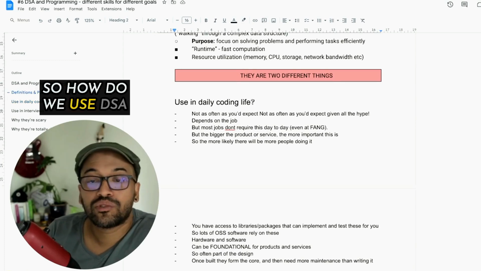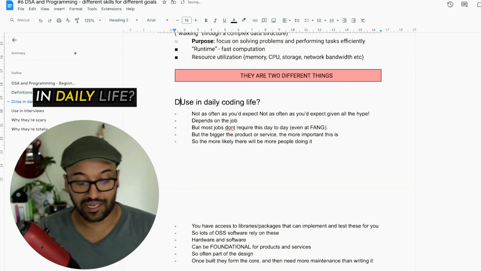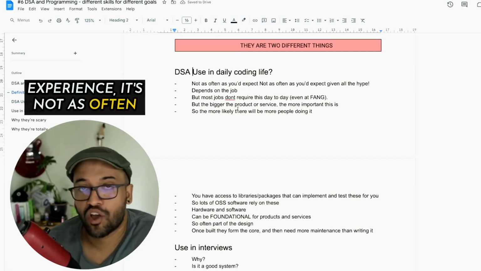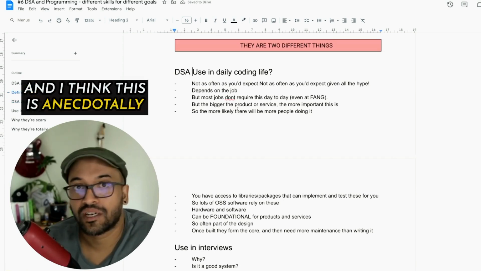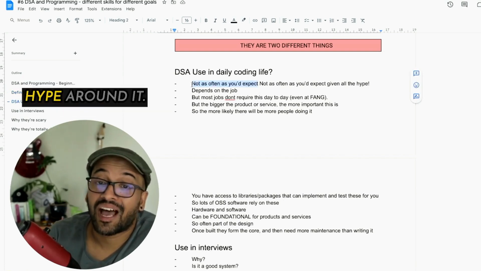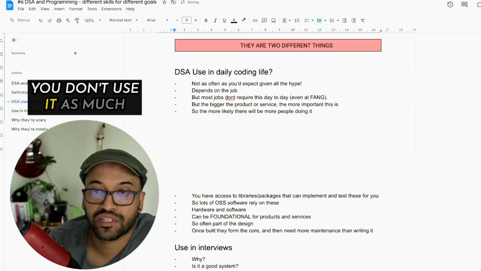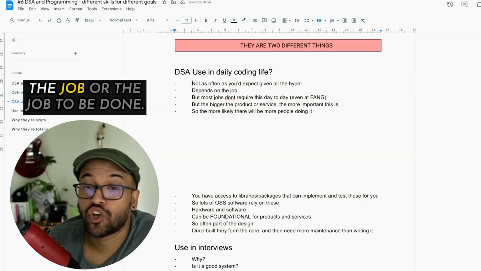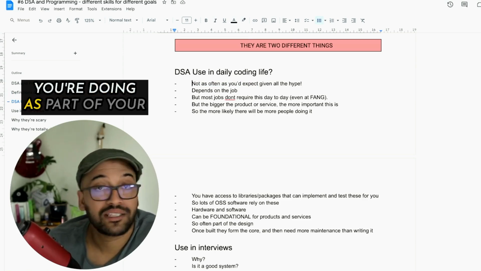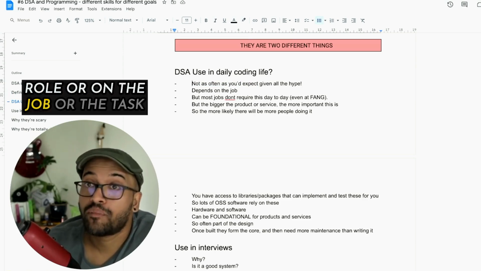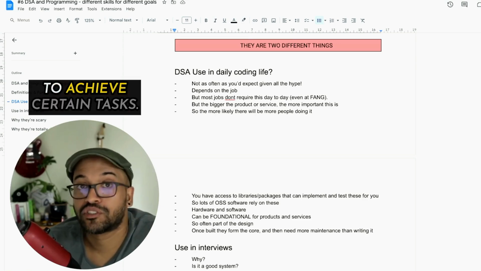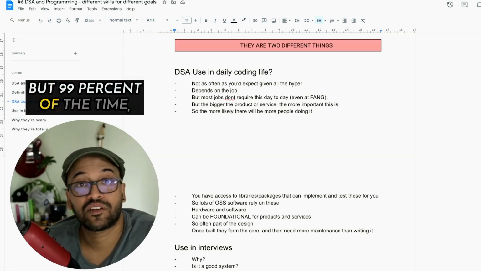All right, so how do we use DSA in daily life? Well, in general, in my experience, it's not as often as you'd expect, and I think this is anecdotally confirmed by most people. It's not as often as you'd expect, given all the hype around it. You don't use it as much as you think, but a lot of it depends on the job or the job to be done. So either the actual work you're doing as part of your role, or the task to be achieved in that job, right? So sometimes you'll need to learn algorithms to achieve a certain task, but 99% of the time, maybe your job doesn't require it.